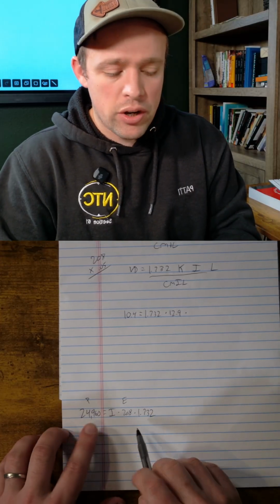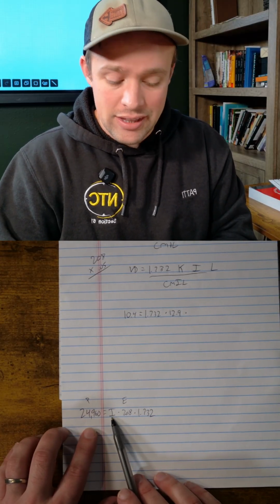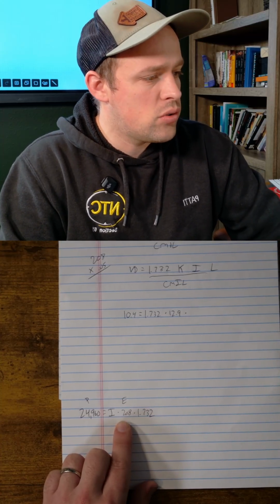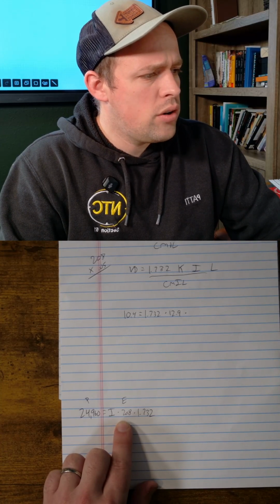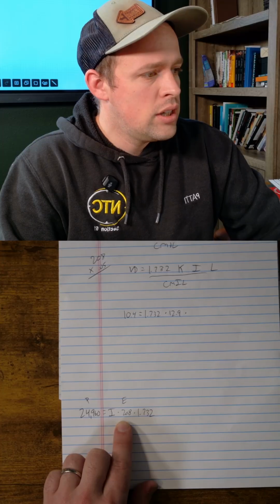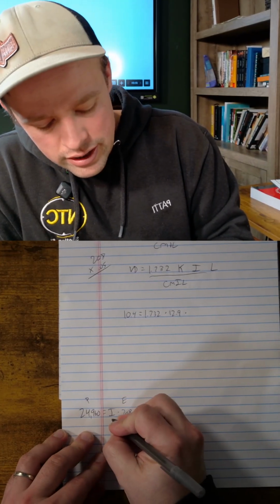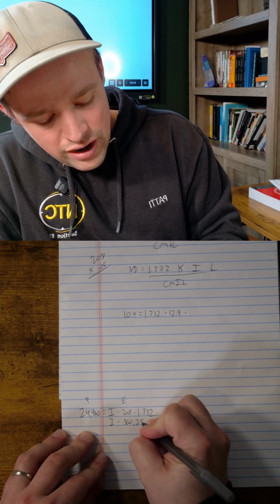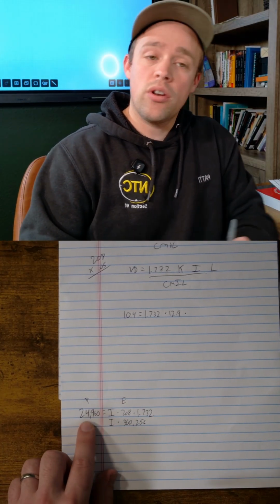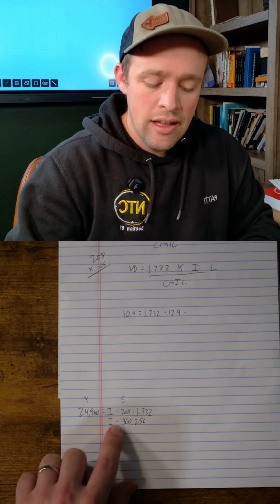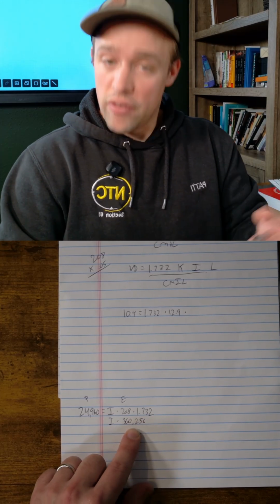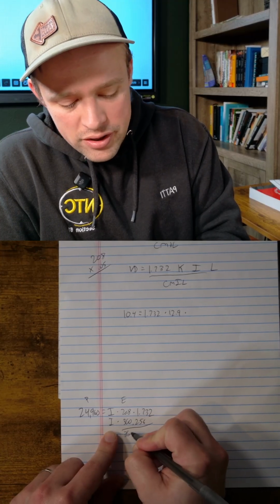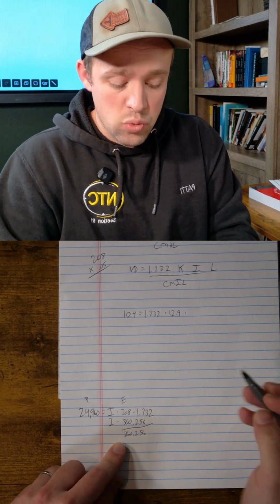Just like up here, we have to get I by itself. So let's multiply 208 and 1.732. 208 times 1.732 gives us 360.256. So now, 24,960 equals I times 360.256. To get I by itself, we divide by this same number, which would just give us 1, so these would cancel out.